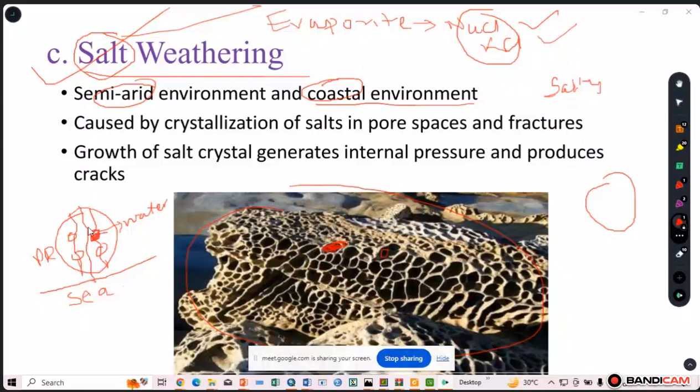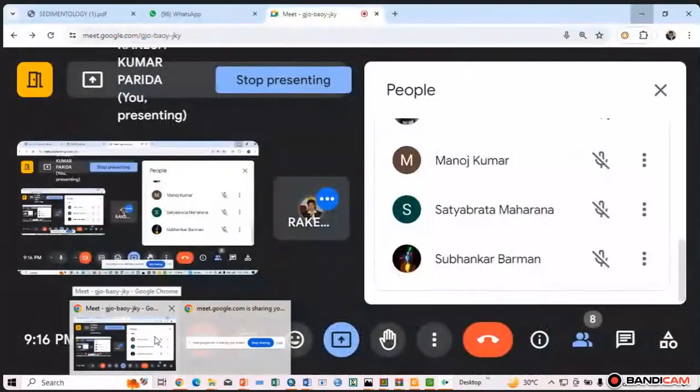Okay. After the breakdown, what happens? These are formed into small sediments. Can you understand now? Yes, sir.